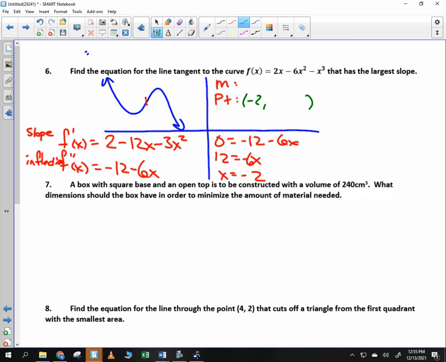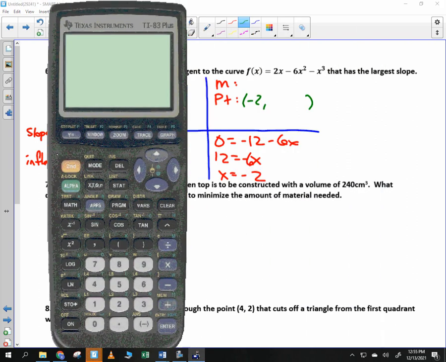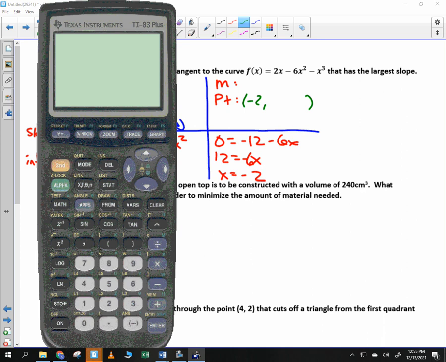Negative 2. How would I find the y value? Plug it into which one? I've got three equations up here. I've got f, I've got f prime, I've got f double prime. I plug it into f in order to find the y value, right? So we'll use the calculator. We'll go 2 parentheses negative 2 minus 6 times, well, we got negative 36.